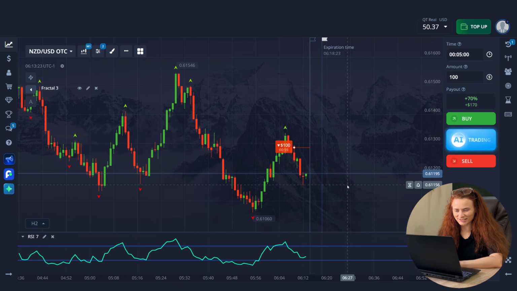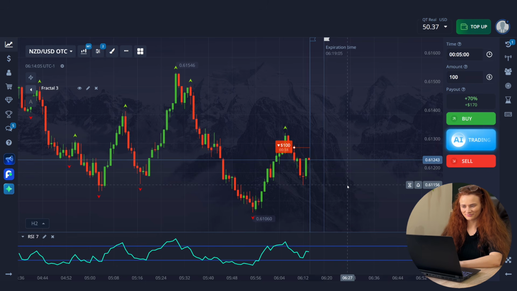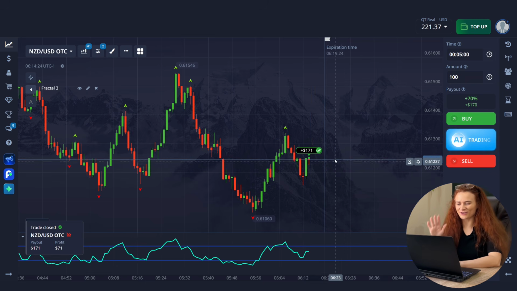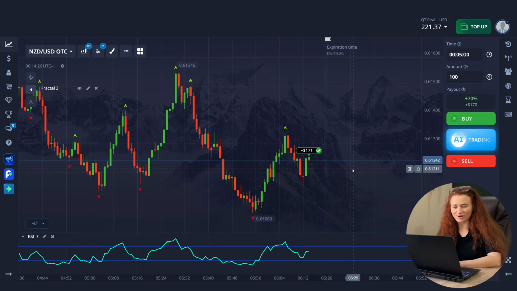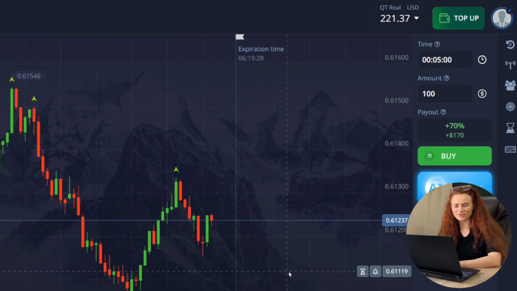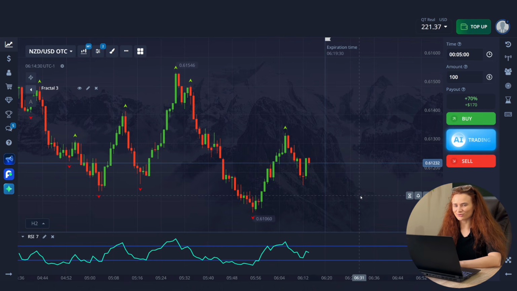Price is dropping steadily, building well below the open trade line, no doubt. And boom, guys, the first trade is in profit. So my balance grew to $221. Great start, and sure, we're moving on.